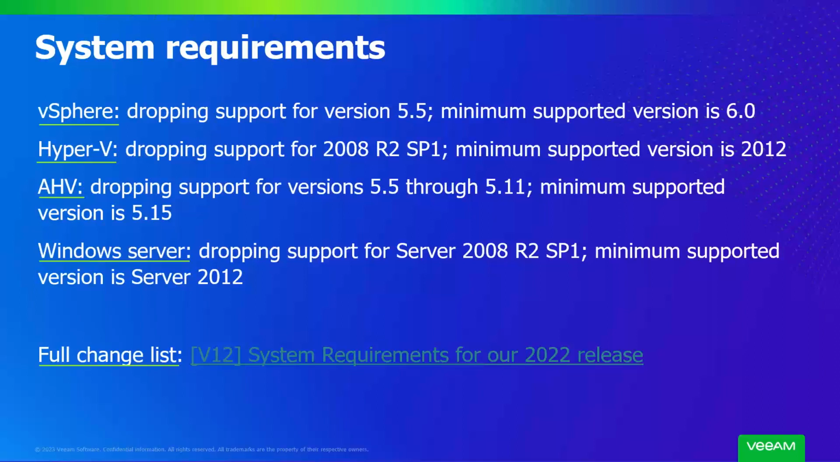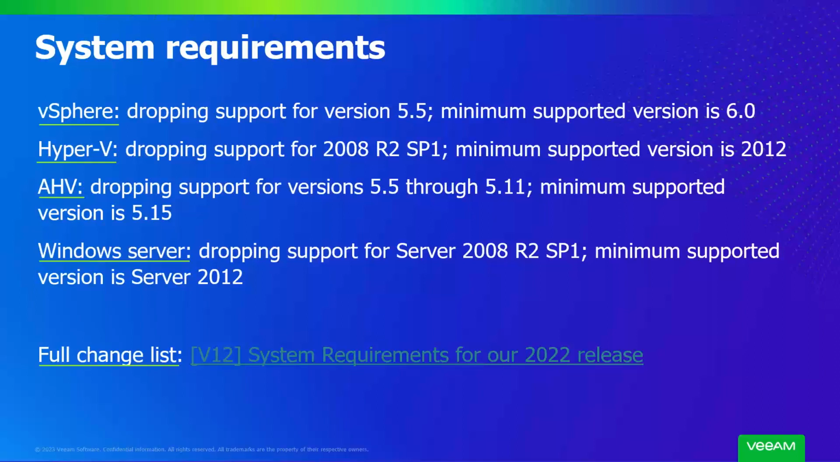How we approached that is we ran a poll a year ago and asked our customers which platforms they would like to continue supporting in VBR V12 moving forward. We listened to the feedback and kept some of them in the product, but some were dropped, of course, to cut the cost on QA, etc. So vSphere 5.5 is not supported any longer. You need to have 6.0.